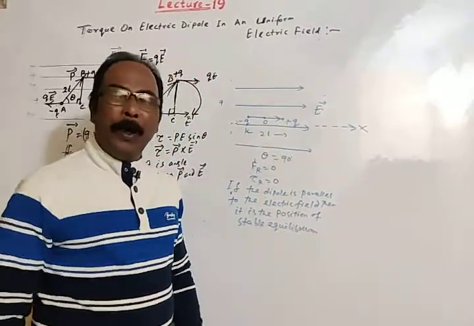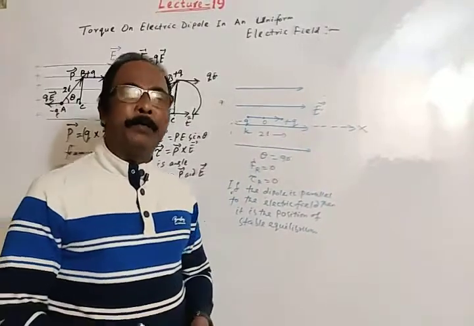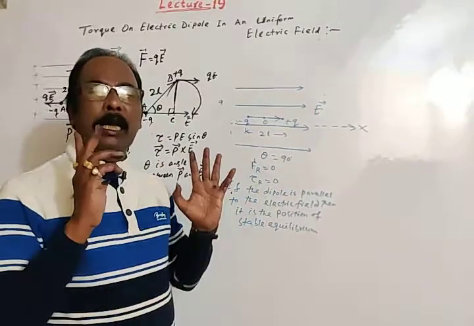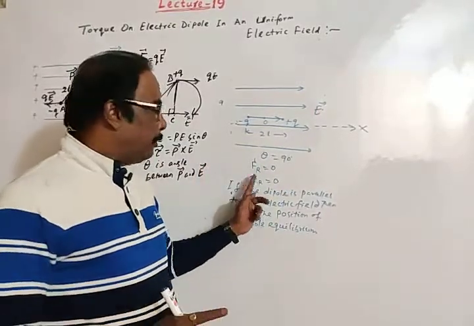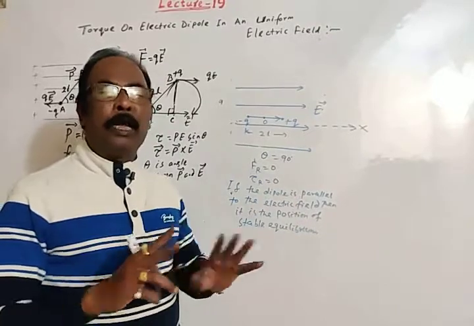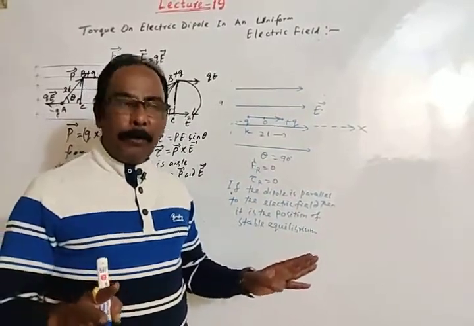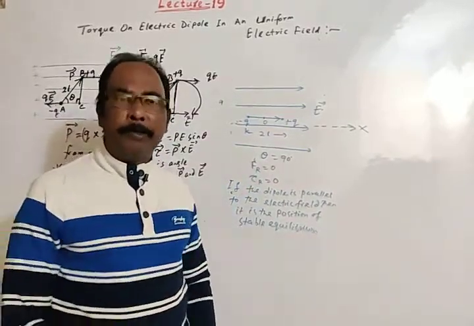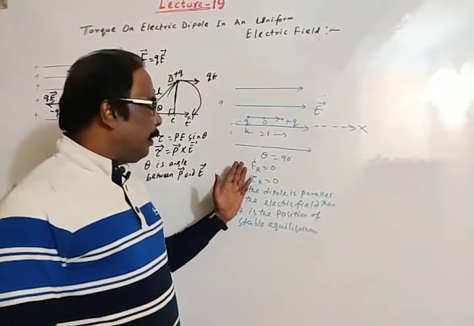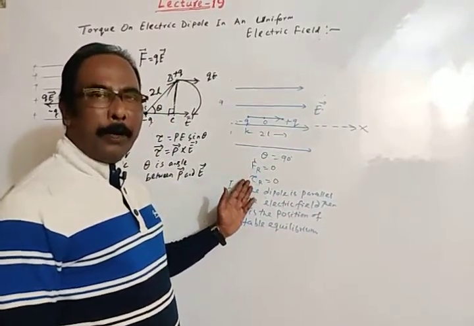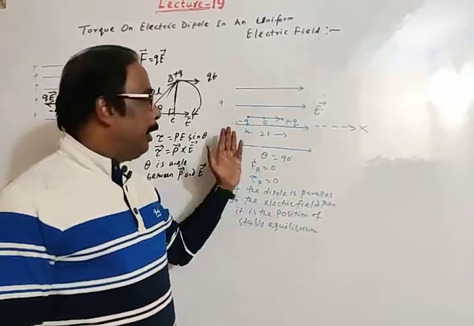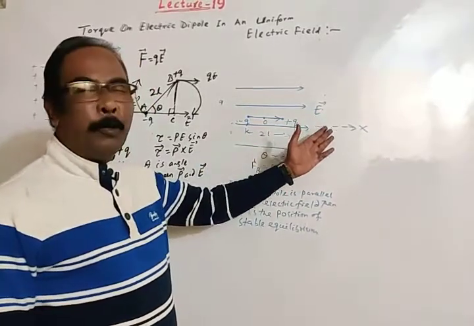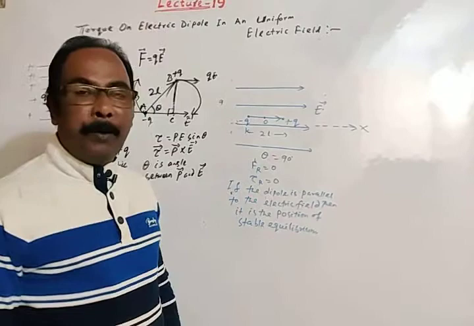Children, you know from your previous studies, if resultant force is 0, then the body is in linear equilibrium. If resultant torque is 0, then the body is in rotational equilibrium. So these two conditions satisfy the condition for total equilibrium. But why do we say that if a dipole is placed in a uniform electric field parallel to its direction, it is the state of stable equilibrium?